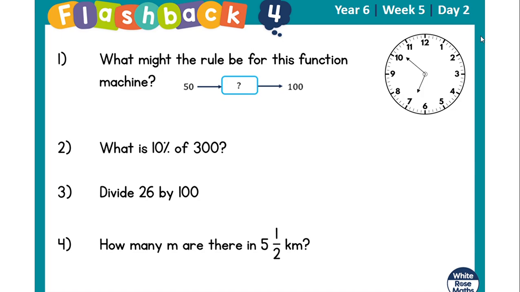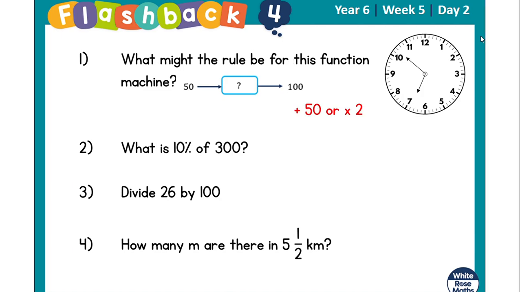Okay, question 1. What might the rule be for this function machine? The input is 50, and the output is 100. Well, what could it be? So it could obviously be add 50, or alternatively it could be multiplied by 2.